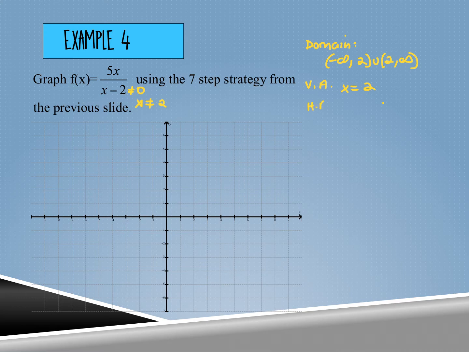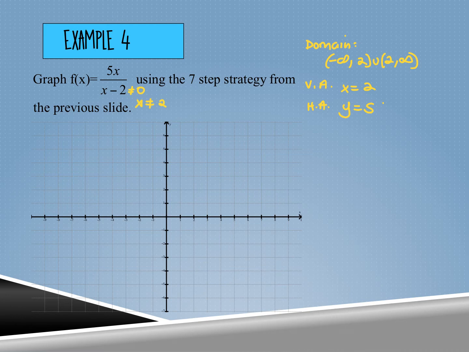Then we go horizontal asymptote. So what's the highest exponent in the numerator? 1. What's the highest exponent in the denominator? What's that relationship? Good. They're the same, so it's a ratio of leading coefficients. So it's y equals 5. Again, vertical asymptotes, x equals. Horizontal asymptotes, y equals. You don't want to forget that. That's a silly way to lose points.